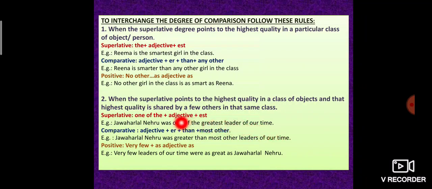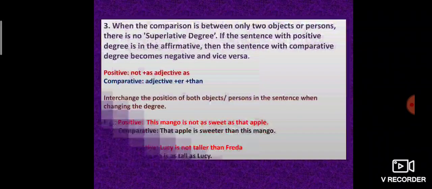Okay, now first this example, Jawaharlal Nehru was one of the greatest leaders of our time, was superlative. We have changed into comparative: Jawaharlal Nehru was greater than most other leaders of our time. Now how will we change this into positive? Very few leaders of our time were as great as Jawaharlal Nehru. So hope my dear students you have understood how to change a degree of comparison in the sentences.